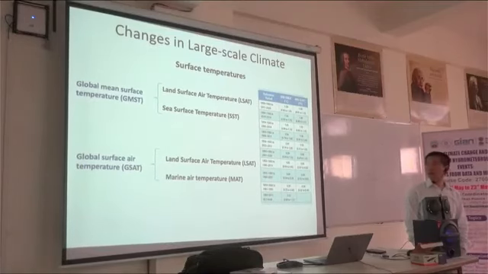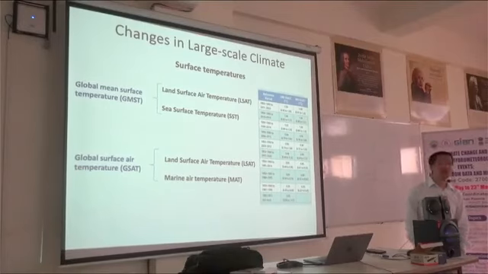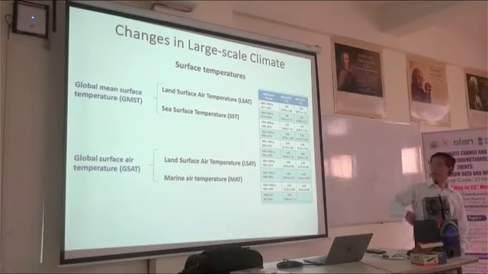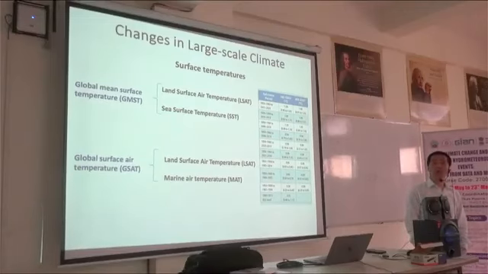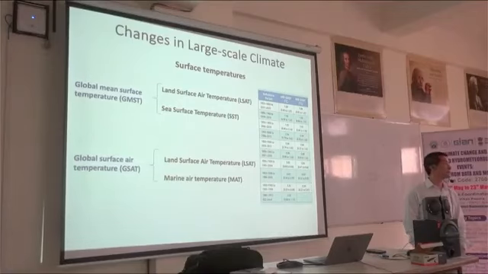So if I use, for example, global mean surface temperature to calculate the trend or the change in different periods, compared to if I use a different data set, global surface air temperature, will I get the same conclusion or not? Based on this, what's your conclusion?